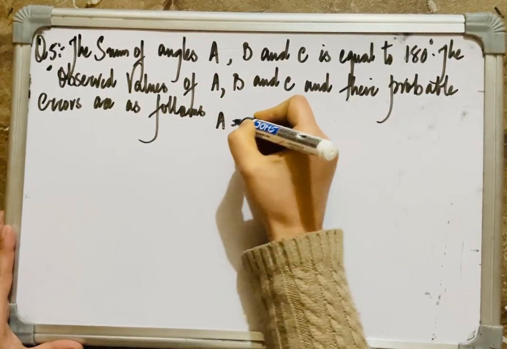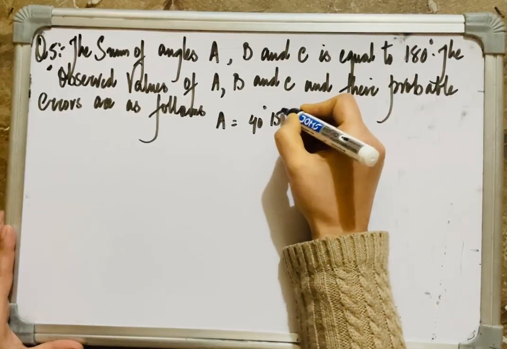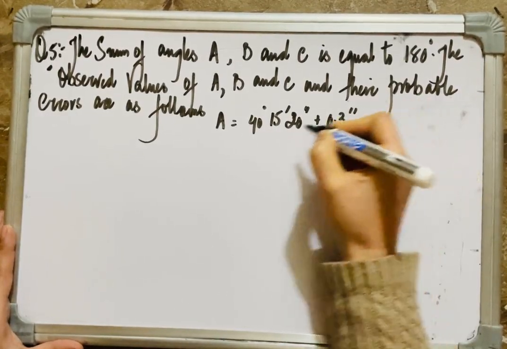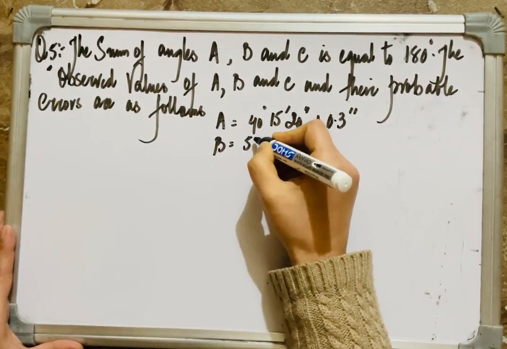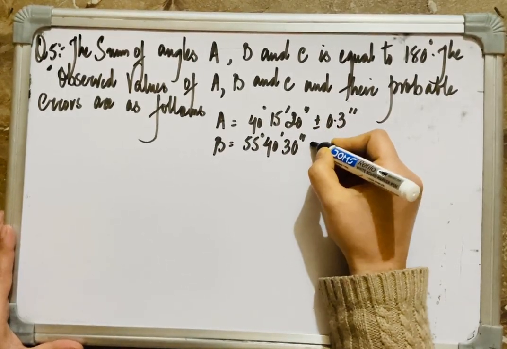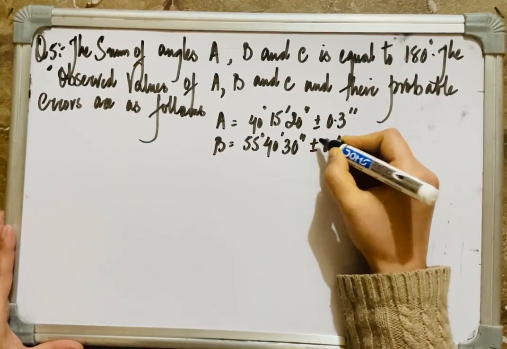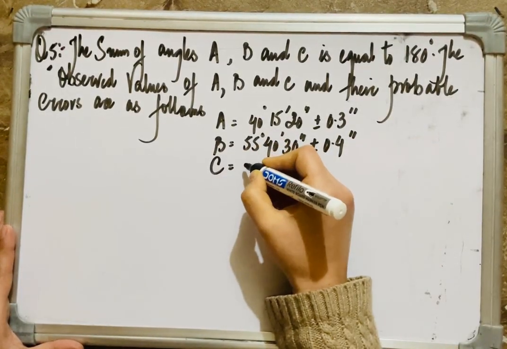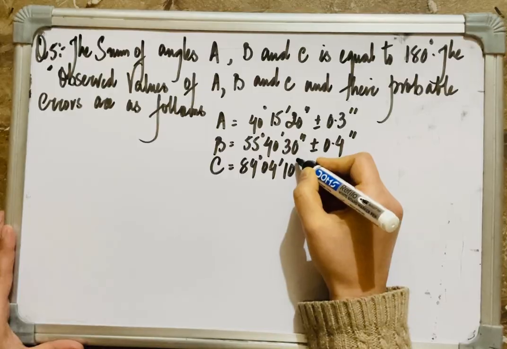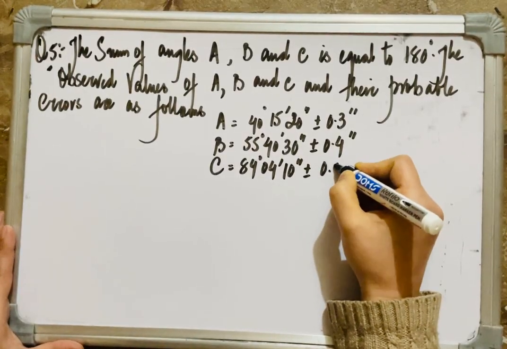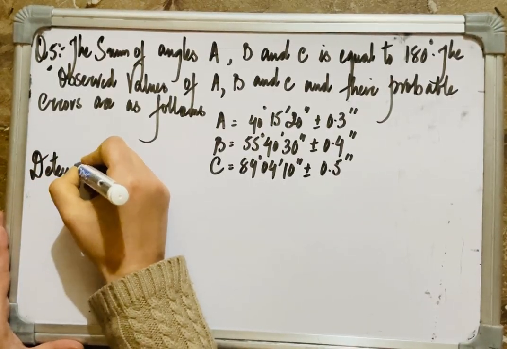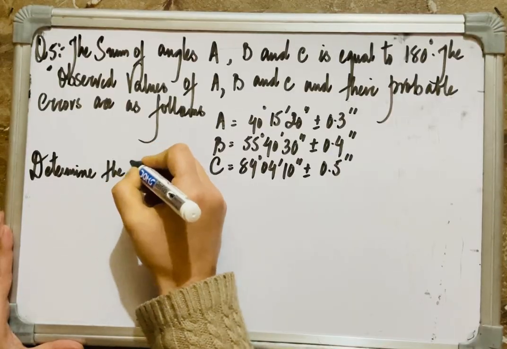A is equal to 40 degrees, 15 minutes and 20 seconds plus minus 0.3 seconds. B is 55 degrees, 40 minutes, 30 seconds plus minus 0.4 seconds. C is 84 degrees, 4 minutes, 10 seconds plus minus 0.5 seconds. We have to determine the probable error in their sum.